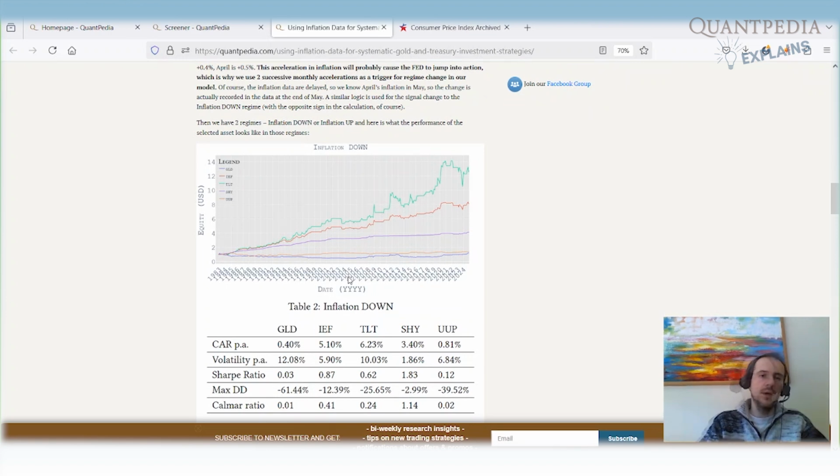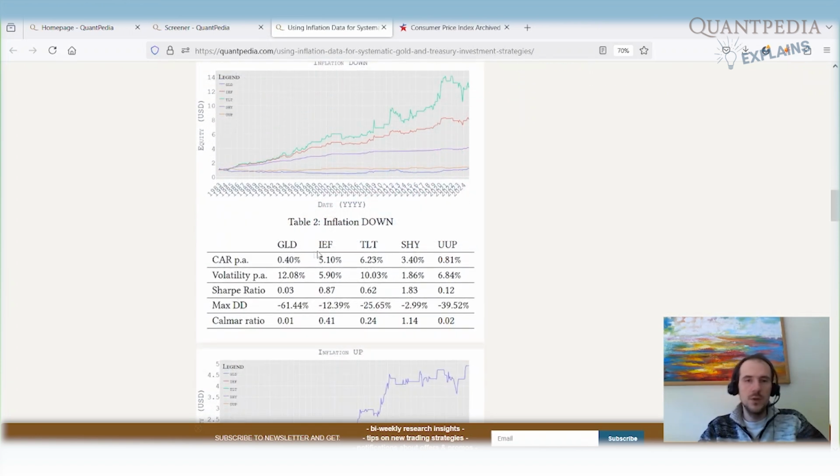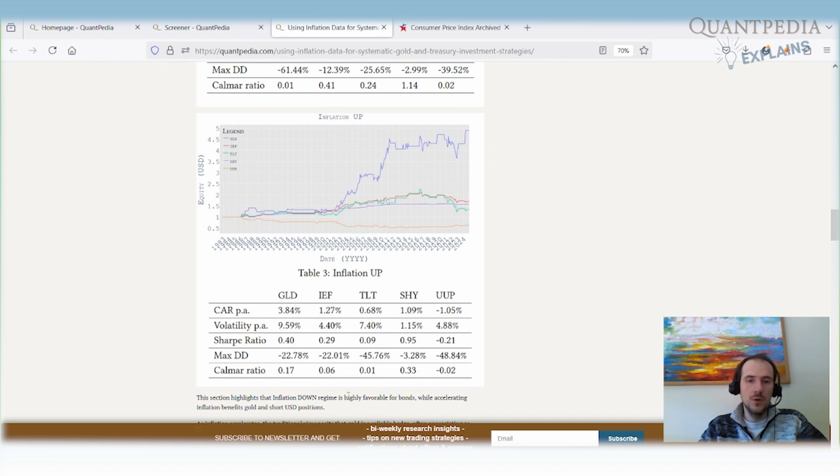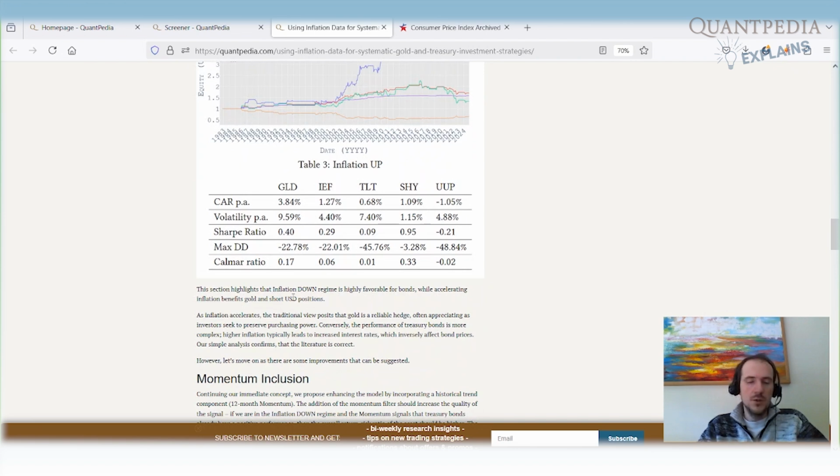And now let's take a look at the numbers. So here we have the inflation down regime, and we can see that it's very, very good for treasury bonds, especially the ETF of 7 to 10 year treasury bonds, which has nice performance, nice Sharpe ratio, nice Calmar ratio, and also the 20 plus year bonds have nice performance, nice Sharpe ratio, nice Calmar ratio. On the other hand, when we have inflation up, this is a horrible time for holding bonds, but it's a great time to hold gold. We can see that the practitioners are right: the people who think that gold can work as an inflation hedge and that inflation is bad for treasury bonds are right, and we can use the acceleration of inflation to divide the whole period into inflation up and inflation down regimes.